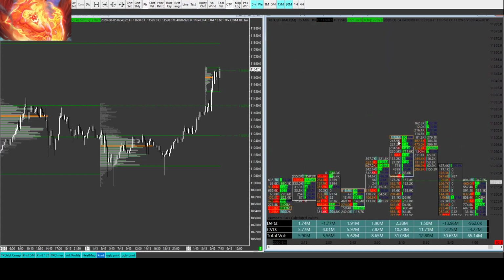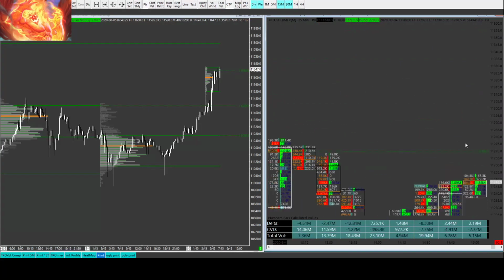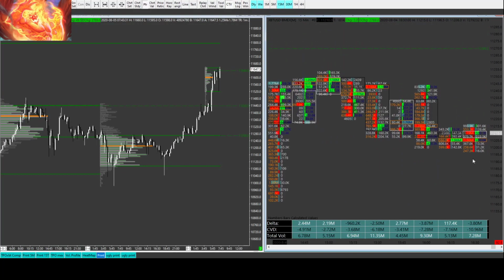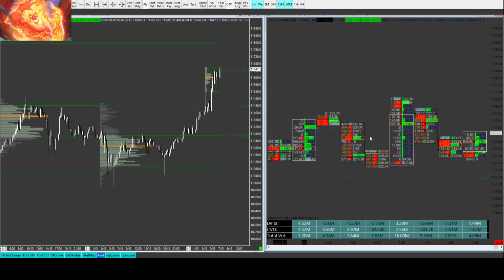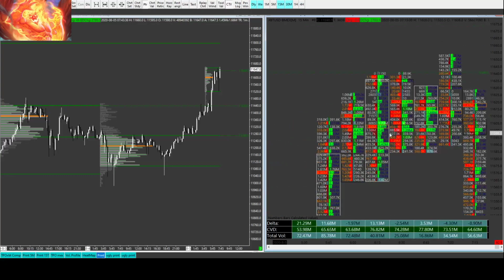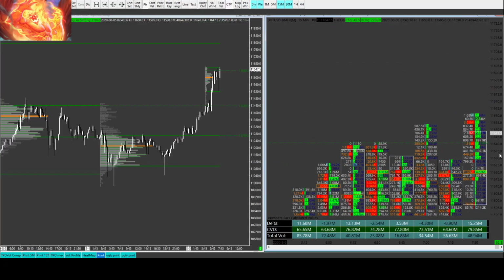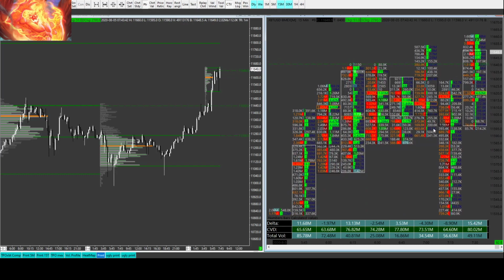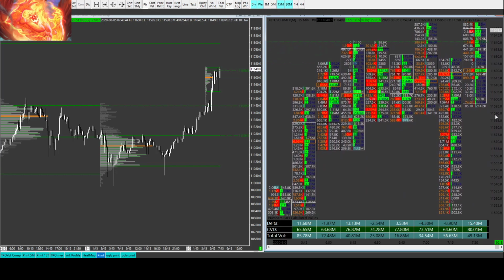So that pretty much does it for the idea of absorption. These two tools together are a pretty deadly combination. You just need to sit down and calmly think, what am I seeing? What are the players doing? Play a little bit of four-dimensional chess.